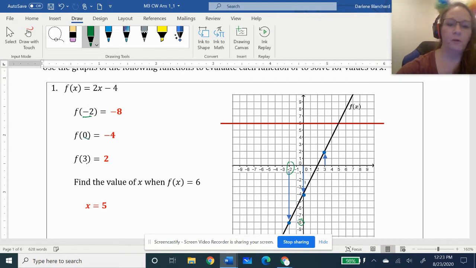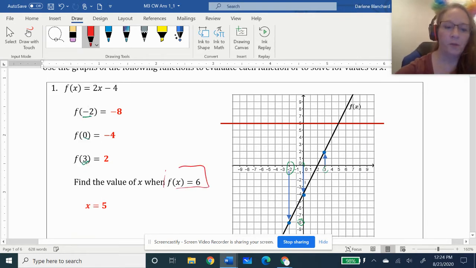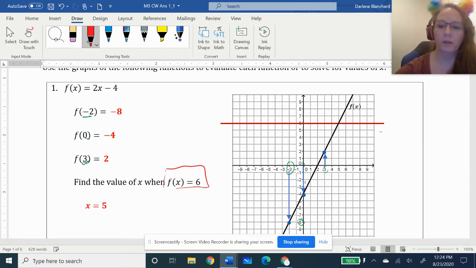If you plug 0 in, then follow this blue line down and you can see y-coordinate is -4. For 3, x equals 3, y-coordinate is 2. Now for this next part, I'm going to put that in red. F of x equaling 6 is really just when y is equal to 6. So you can draw a horizontal line like this and see where it intersects the graph. And this time find the x-coordinate. So you're going backward and finding x equals 5.